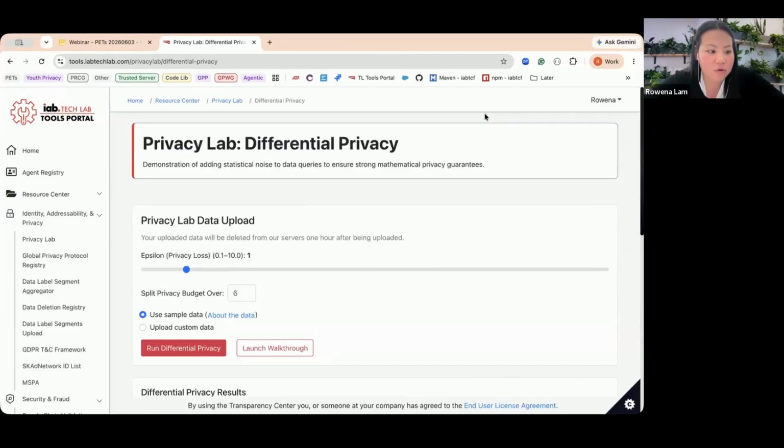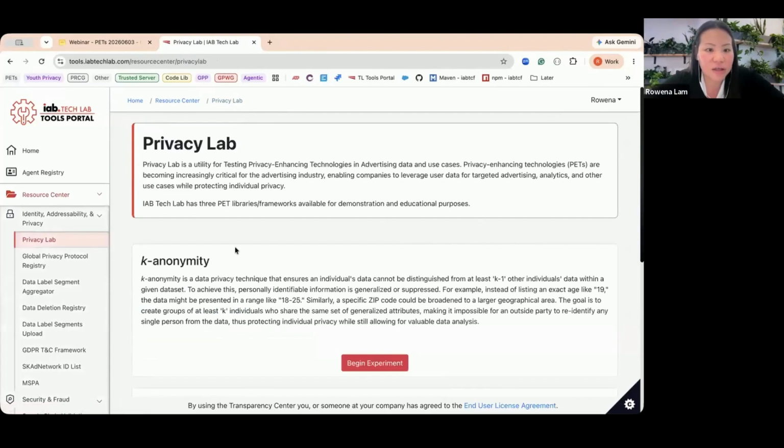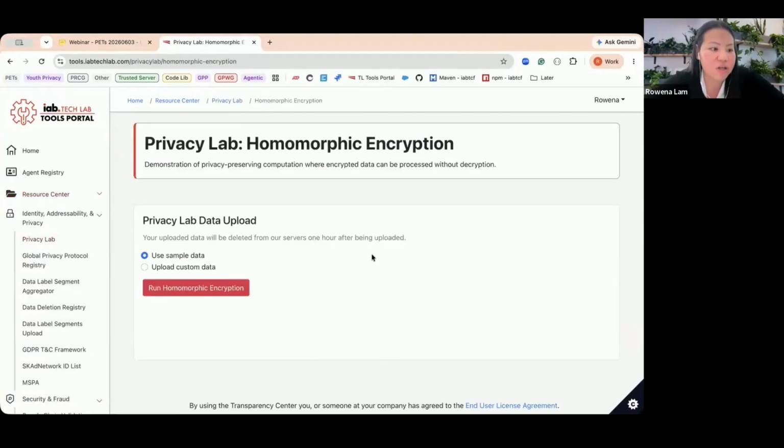And I will close out with differential privacy. And now we will get into the last one, homomorphic encryption.